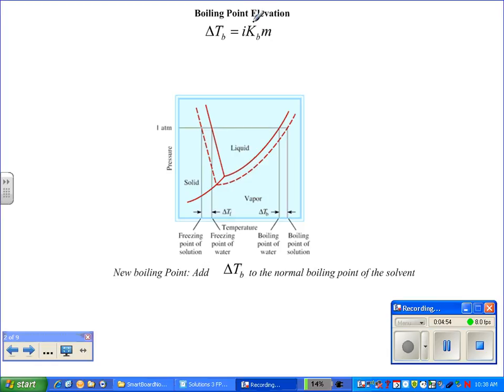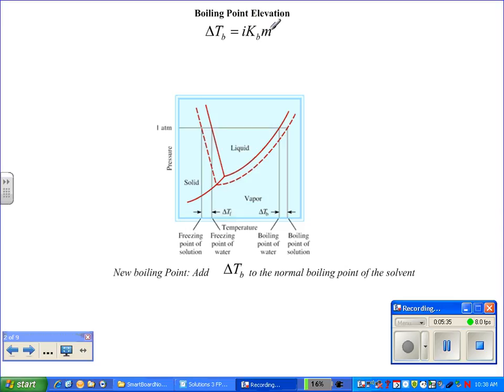This constant, Kb, is the molal boiling point elevation constant. This is a constant that's related to the solvent. So the solvent itself will have its own constant associated with how a solute affects its boiling point. There is a table in your notes at the bottom of page 9 that shows you the molal boiling point and freezing point depression constants for several common liquids. So you'll see for water, the boiling point constant is 0.52 degrees per molal of solute added.